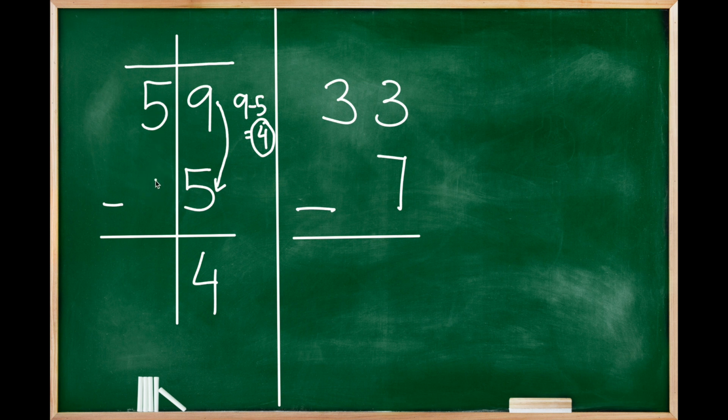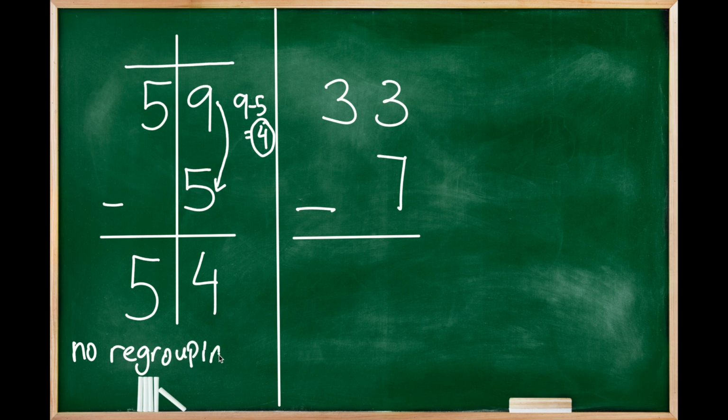And then 5 minus, we don't have anything, 5 minus nothing is 5. So this is 54. We didn't do any regrouping here. There is no regrouping in this example.